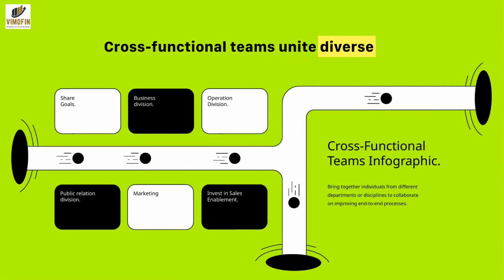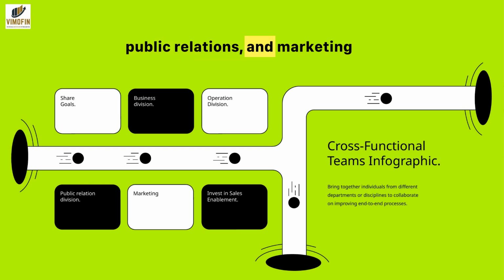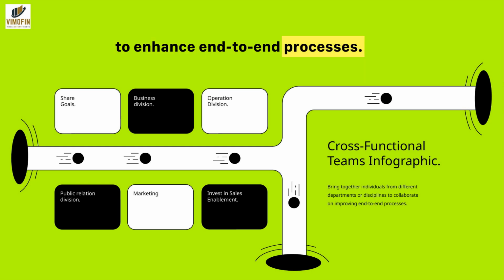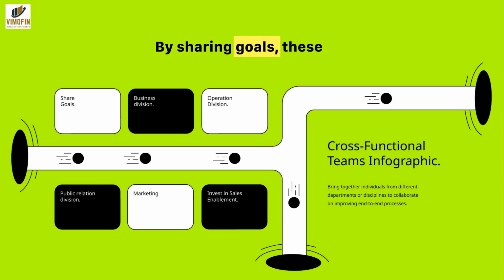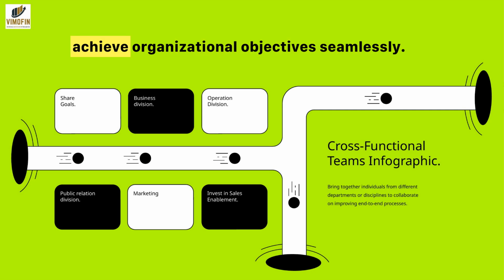Cross-functional teams unite diverse expertise from business, operations, public relations, and marketing to enhance end-to-end processes. By sharing goals, these teams foster collaboration and innovation, driving efficiency and effectiveness. Investing in sales enablement further empowers these teams to align strategies and achieve organizational objectives seamlessly.